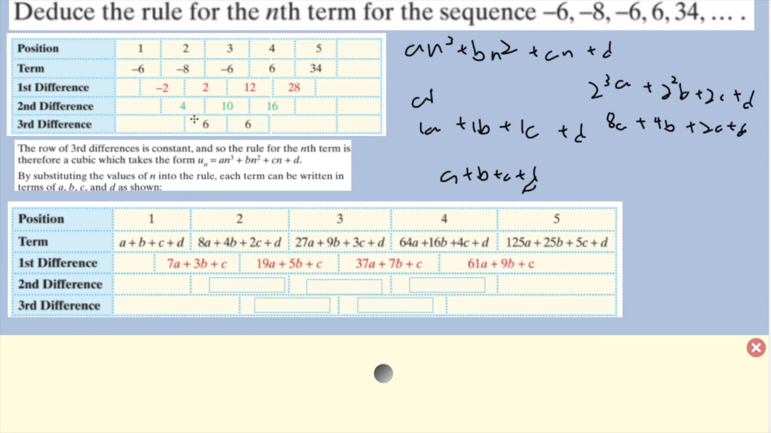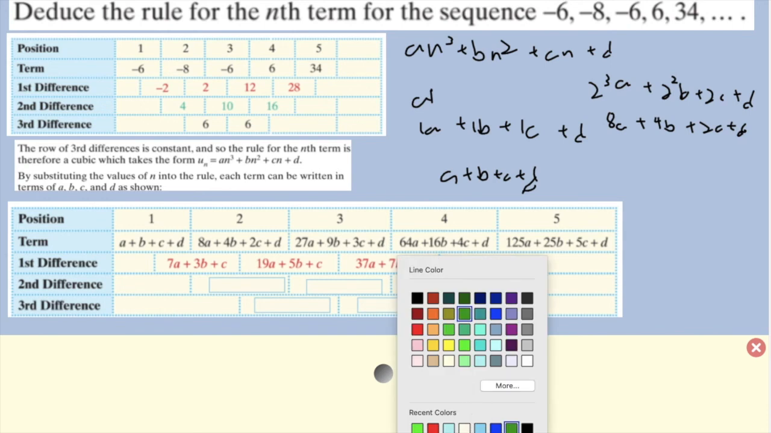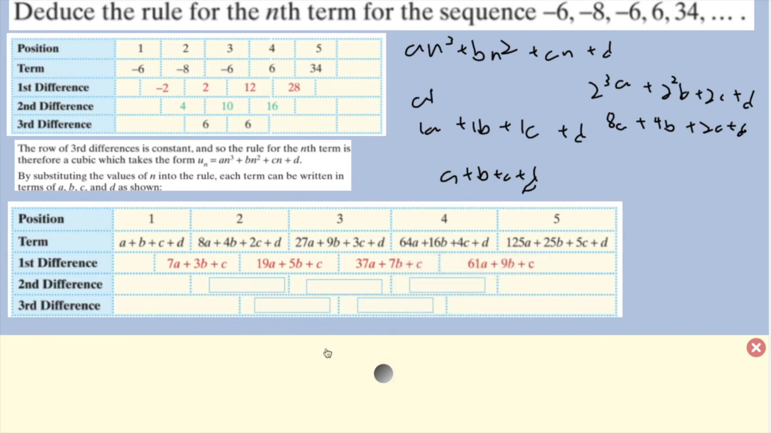Alright, now again, we've only found the first difference with variables. We need to find our second difference and our third difference. I want you to, again, if you think you understand, go ahead and try it. Okay, so now for here, we're going to have 19a minus 7a is 12a. 5b minus 3b is 2b. C's cancel out. Okay, 37 minus 19.